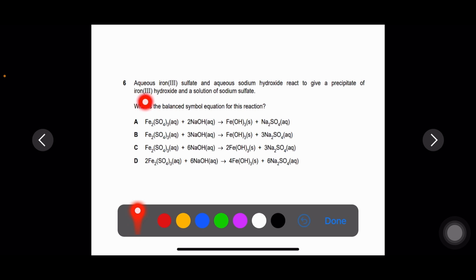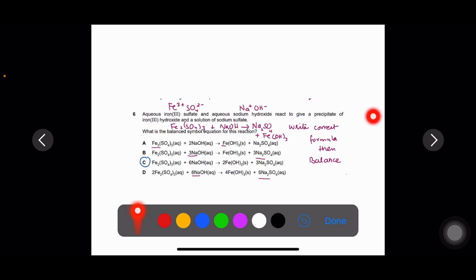Question number 6. Aqueous iron 3 sulfate and aqueous sodium hydroxide react to give a precipitate of iron 3 hydroxide and a solution of sodium sulfate. What is the balanced symbol equation for this reaction? Before choosing the right option, you have to know the correct formula of iron 3 sulfate and aqueous sodium hydroxide. Sodium hydroxide is NaOH. Iron sulfate is Fe2(SO4)3 because it's iron 3 sulfate.